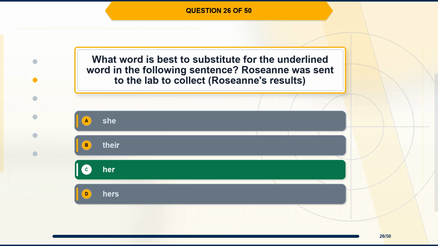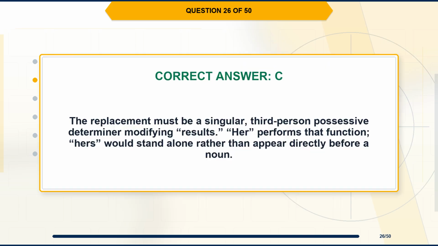The correct answer is option C, her. Explanation. The replacement must be a singular, third-person possessive determiner modifying results. Her performs that function, hers would stand alone rather than appear directly before a noun.